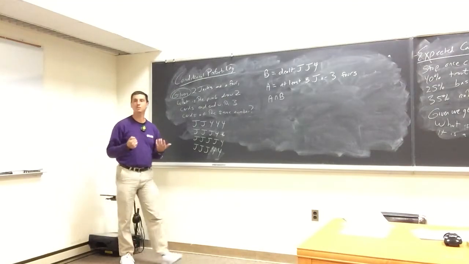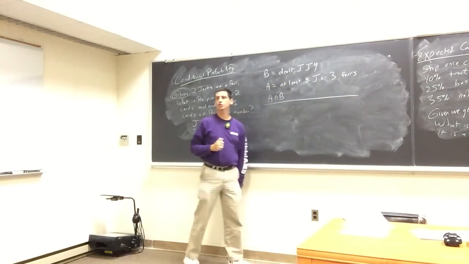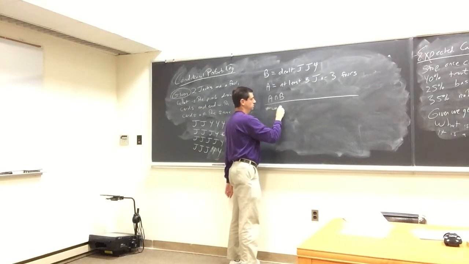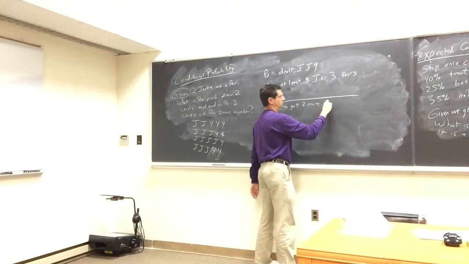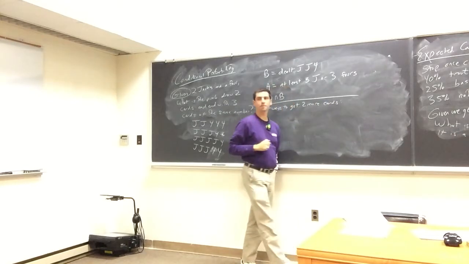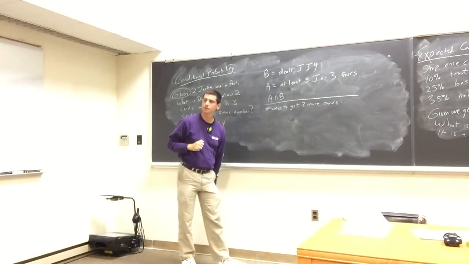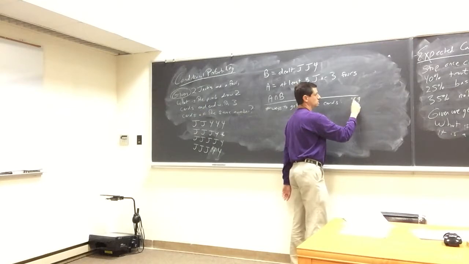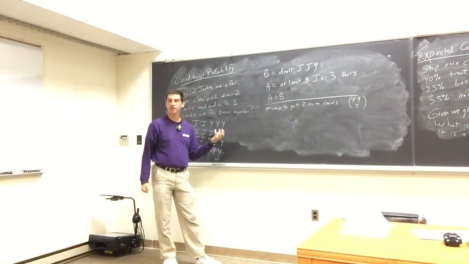Or maybe let's count the number of ways. How many ways can we get 2 more cards? So number of ways to get 2 more cards. What would that be? Yes? Good. Why is it 49 choose 2? We already have 3 in our hand. So since we already have 3 in our hand, there's only 49 cards available.